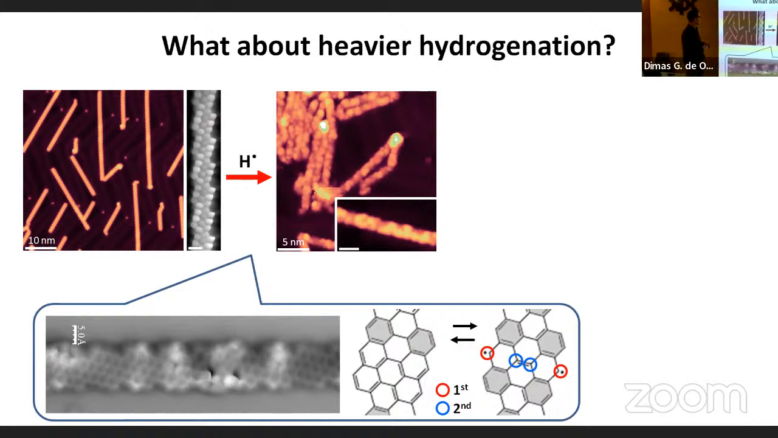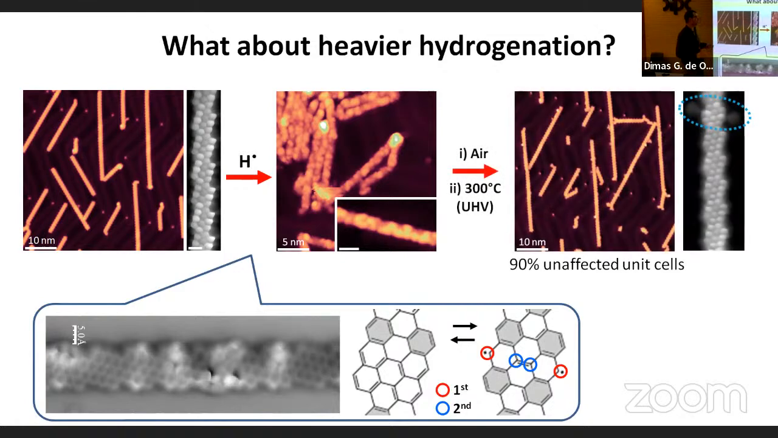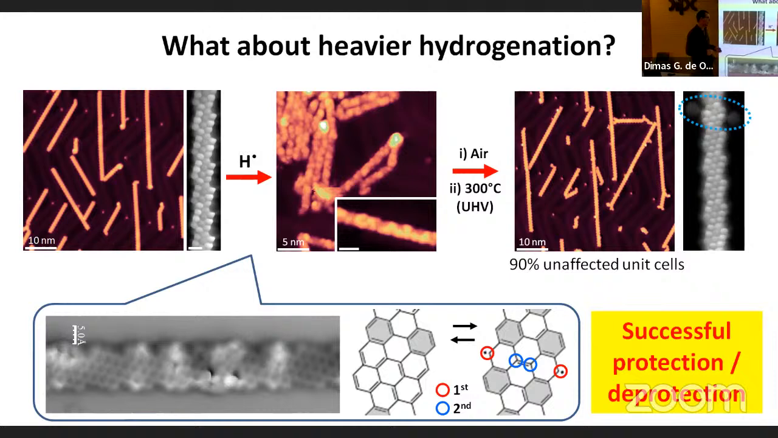Okay, but now the important question is, are these structures now stable to air? What we do is we take this sample, we expose it to air as we did initially. Afterwards, we put it back into ultra high vacuum. We anneal it to get rid of these extra hydrogens, and we check, have they irreversibly degraded by the oxygen in air? And the result is that 90% of the unit cells are unaffected. This is our ribbon after air exposure. So basically, we were very happy because we have successfully protected and deprotected these chemically labile ribbons.